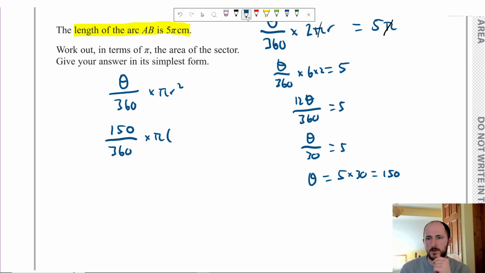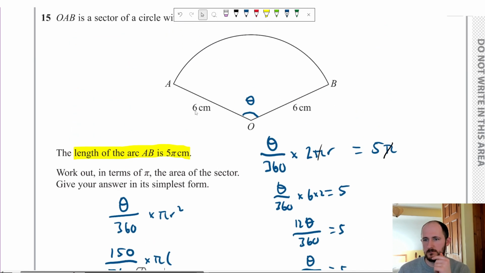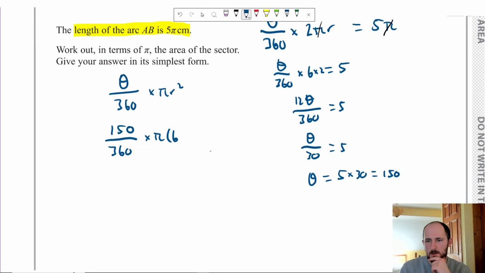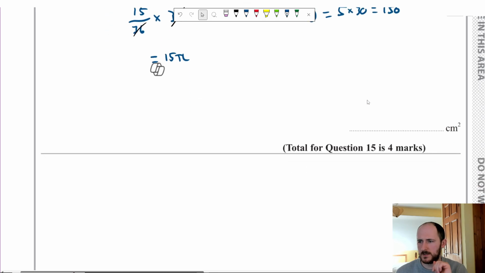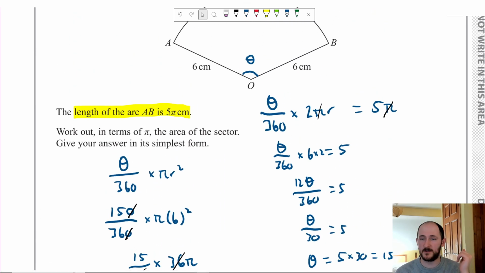So pi, and what's the radius? It was 6, just 6 squared. Now, how do I want to do this? It says leave it in terms of pi. So what I might do is I will divide the top and bottom of this fraction by 10. So I get 15 over 36 times 6 squared is also 36 pi. So now I can cancel out those 36's and I'm left with 15 pi. Not too bad. And that's a 4-mark question? Yeah. It's pretty good for 4 marks, not bad.